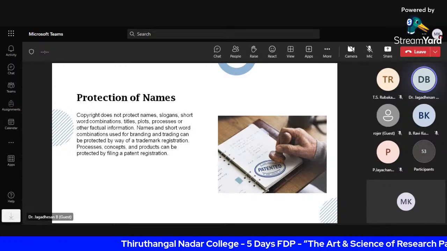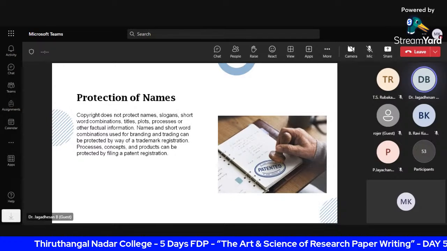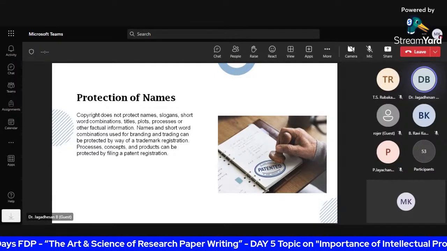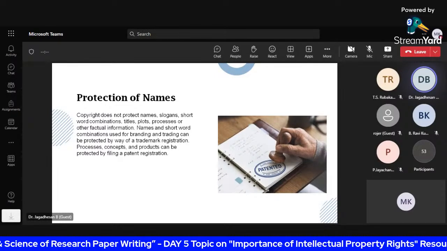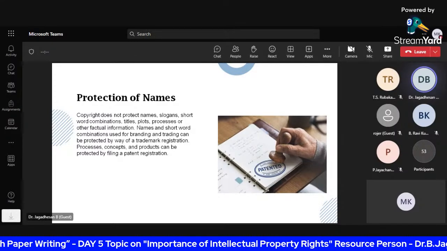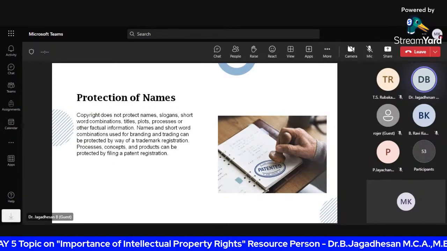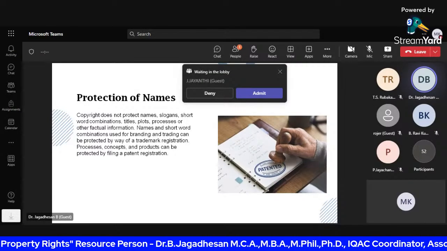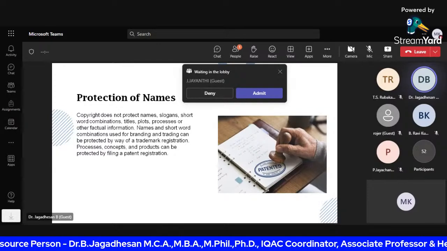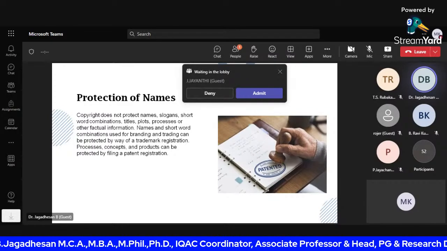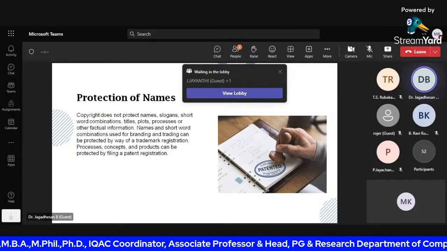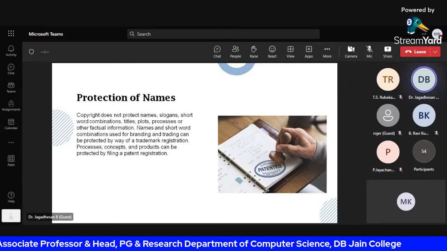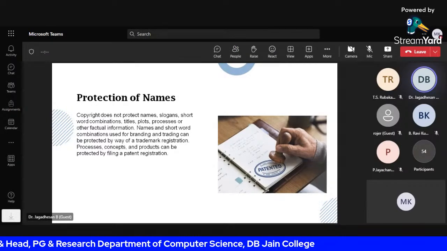Copyright does not protect names, slogans, short word combinations, titles, plots, processes, or other factual information. Names and short word combinations used for branding and trading can be protected by way of trademark registration. Processes, concepts, and products can be protected by filing a patent registration. Already I told you that copyright, patent, and trademark are interlinked. Copyright means a source of information cannot be reproduced in any kind of format anywhere.